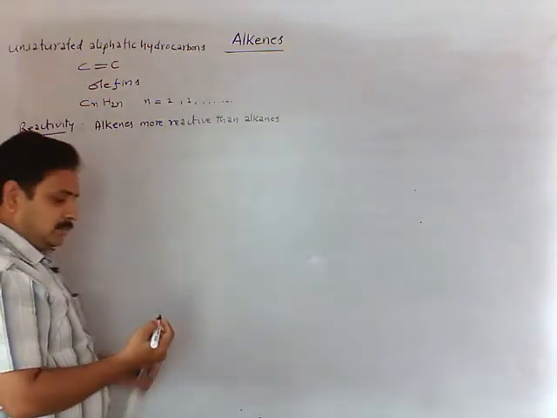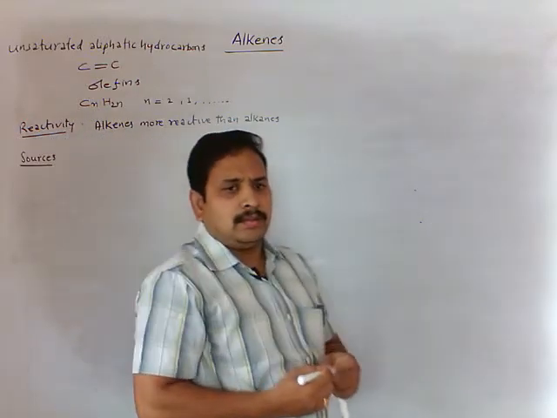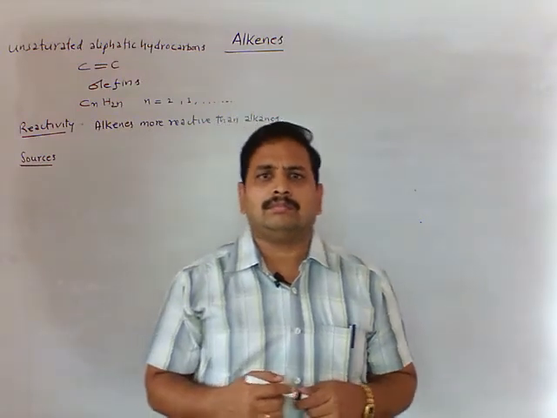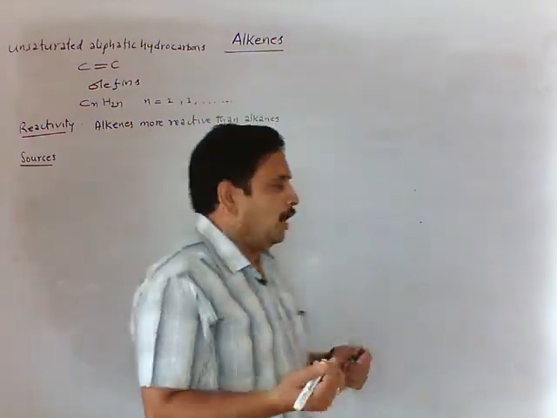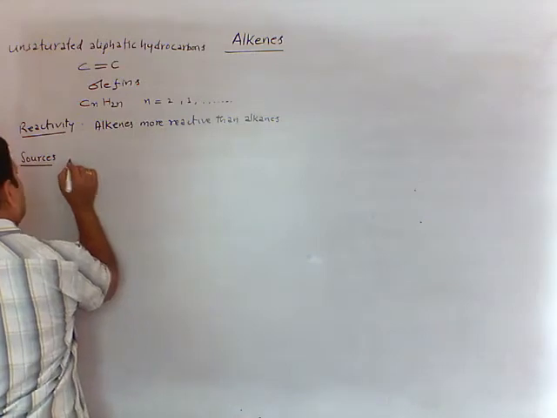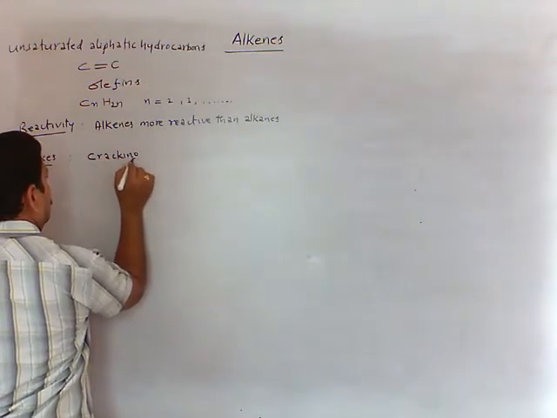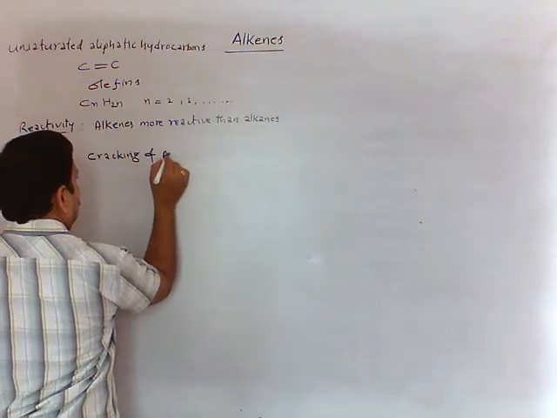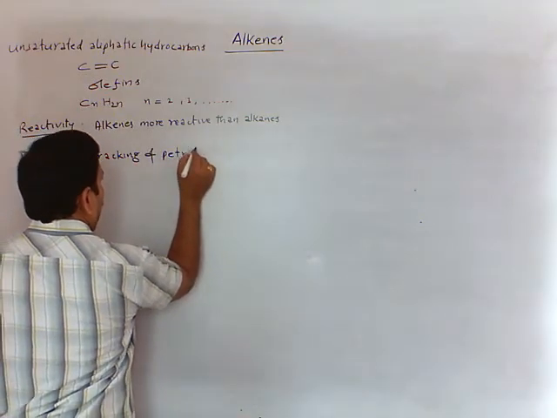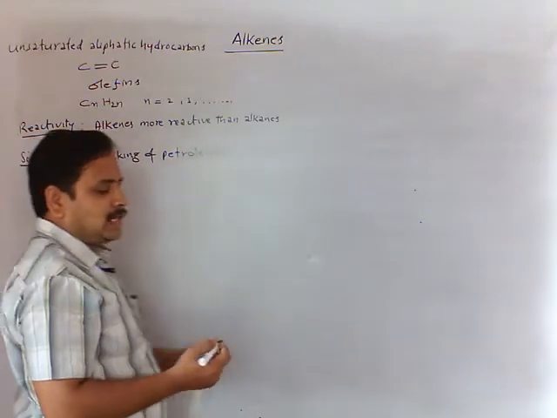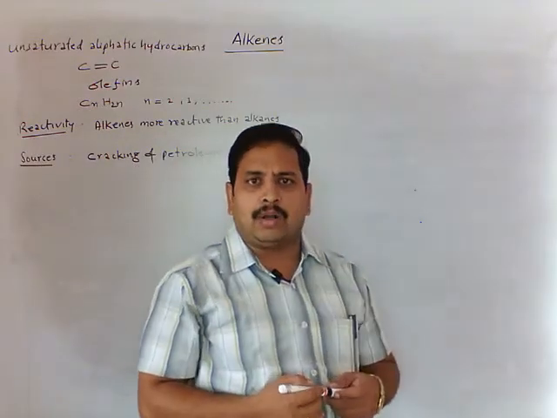Sources. Cracking of petroleum gives alkenes. Petroleum is a mixture of hydrocarbons.